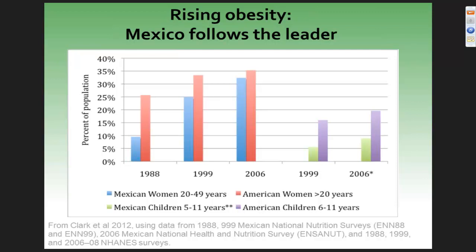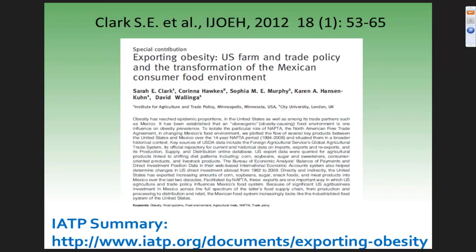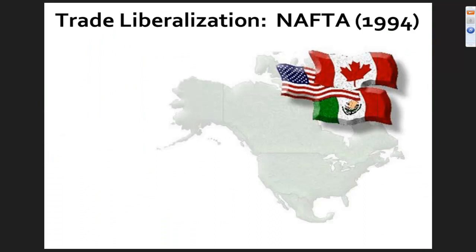And so in this paper that we just published, Exporting Obesity, U.S. Farm and Trade Policy and the Transformation of the Mexico Consumer Environment, we looked at some of these obesity trends and asked a couple of questions of them in the context of trade liberalization, more specifically NAFTA. NAFTA was a trade agreement between the three countries of North America, Canada, the U.S., and Mexico. Negotiations on it started around 1991, but it didn't go into effect until 1994.